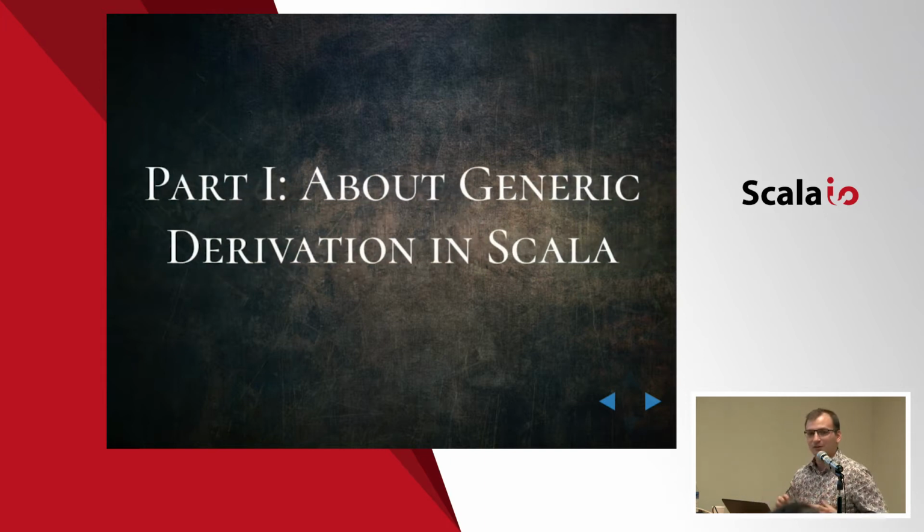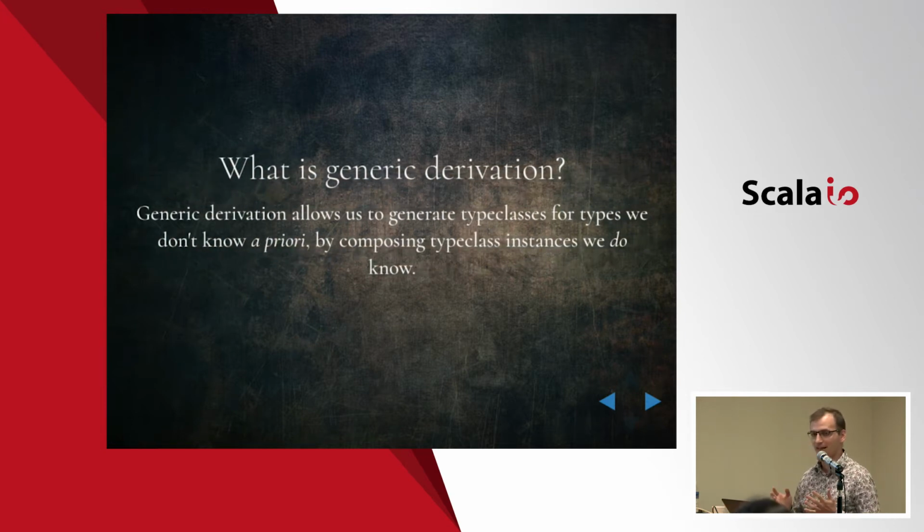I'll cover some details of what generic derivation is, what I mean by this phrase, especially in Scala. So I've tried to come up with a summary. Generic derivation allows us to generate type classes. Hands up if you don't know what a type class is. Zero hands. I don't know if by asking the question that way I've encouraged people to keep their hands down out of embarrassment. Don't be afraid to put your hands up when I ask questions like that.